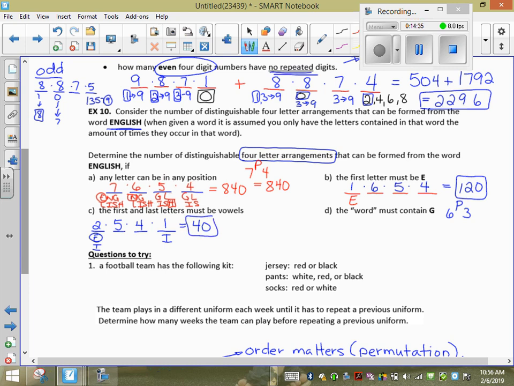D throws people off because the word must contain a G. The word has to have a G somewhere in it. Okay? So put 4 blanks. You put the G where it is. Where do you think the G is? You put a G below the blank. Go.